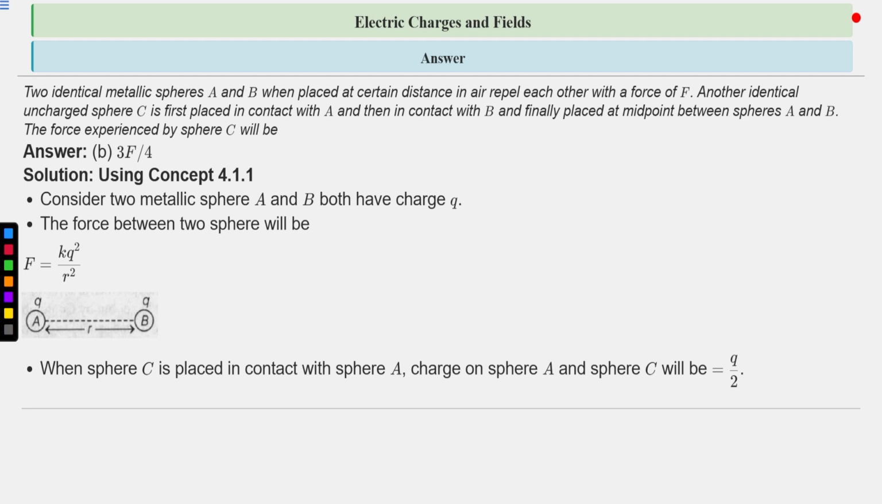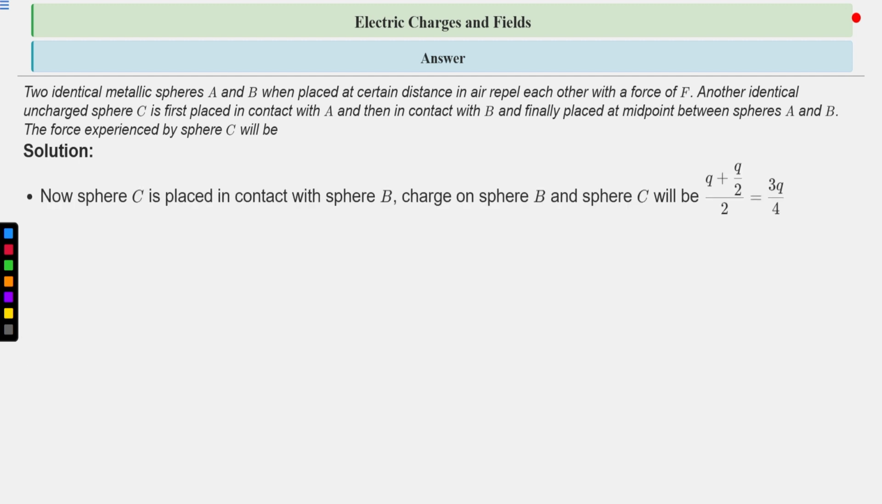So when sphere C is placed in contact with sphere A, the charge on sphere A and sphere C will be Q by 2. The charge on sphere A is initially Q and the charge on sphere C was 0. After contact, the charge on both the spheres becomes Q by 2. Now, sphere C has Q by 2 charge and A also has Q by 2 charge. Now, sphere C is placed in contact with sphere B. Sphere B has charge Q and C has charge Q by 2. Now, the charge will get transferred from B to C and try to equalize.